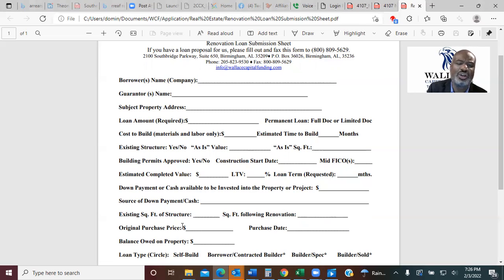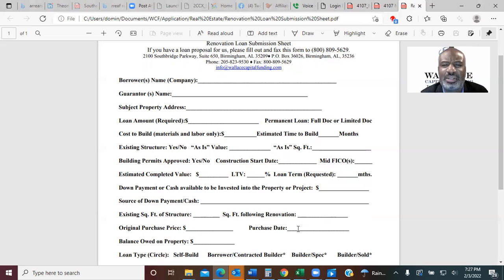Now, if you already own this property, how much was it when you purchased it? And when did you purchase it? What's the date of when you purchased it?